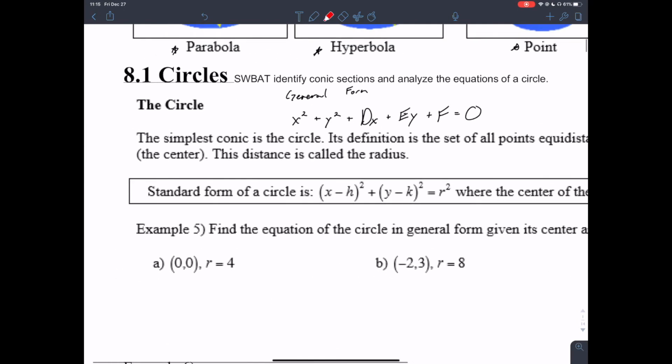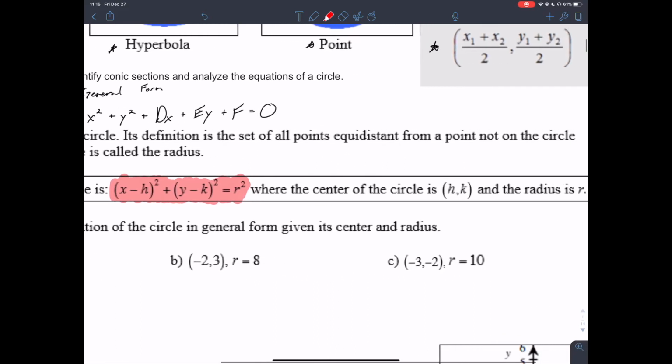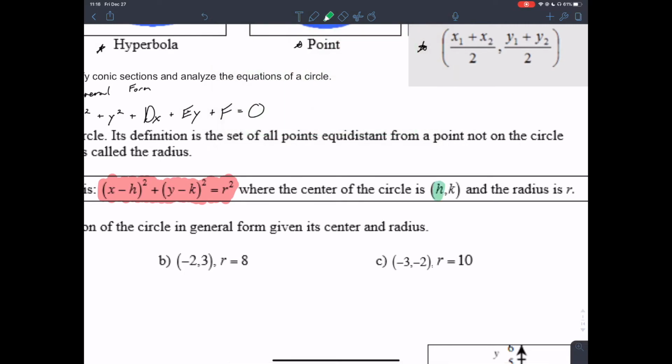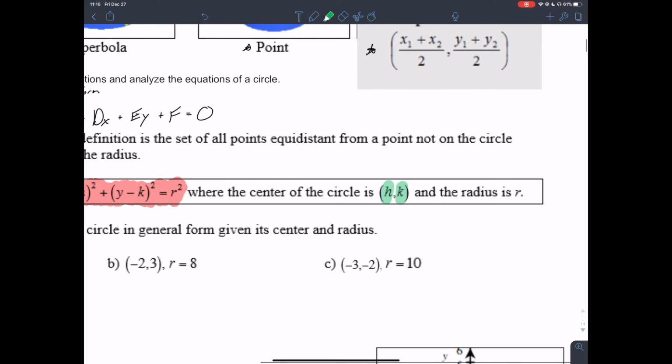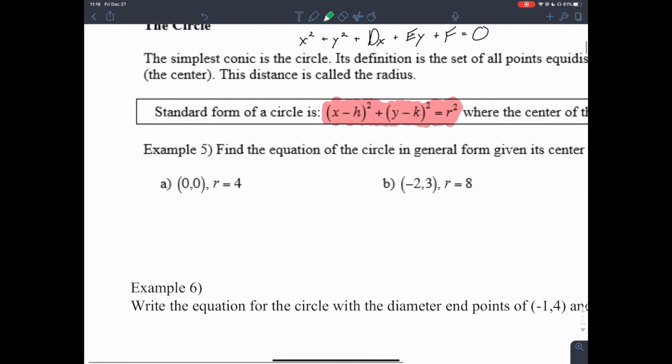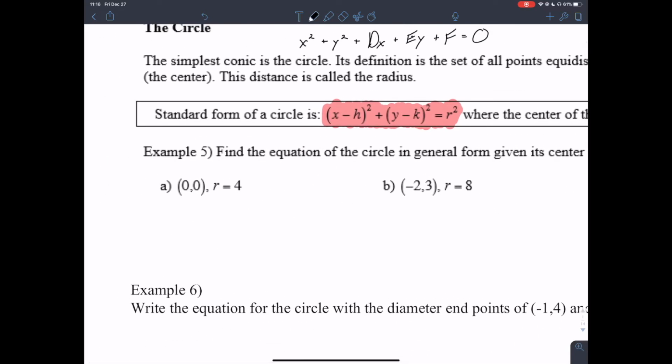Now the standard form is this: x minus h all squared plus y minus k all squared equals r squared. Okay. Now h and k, those are important. H is the x value of the center, k is the y value of the center, and r is the radius, the distance from the center of the circle all the way out. Okay? And so now what we're going to do is convert these into standard form and then FOIL them out into general form. So here we go.